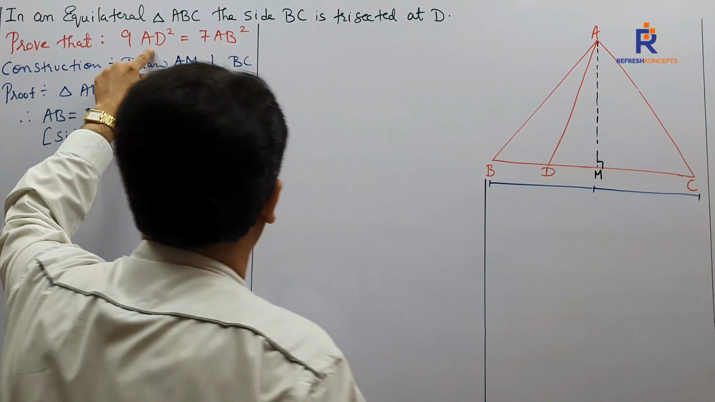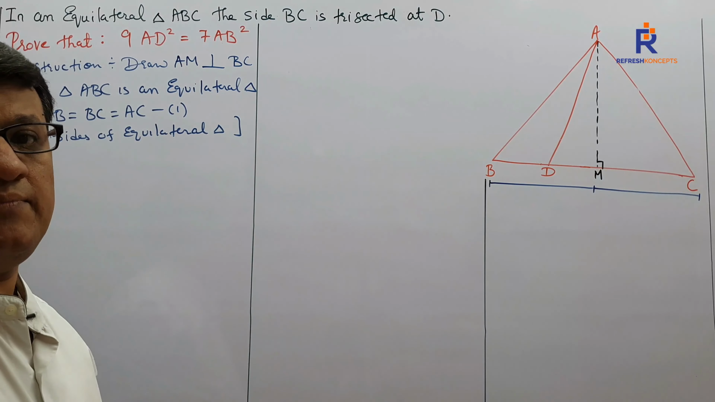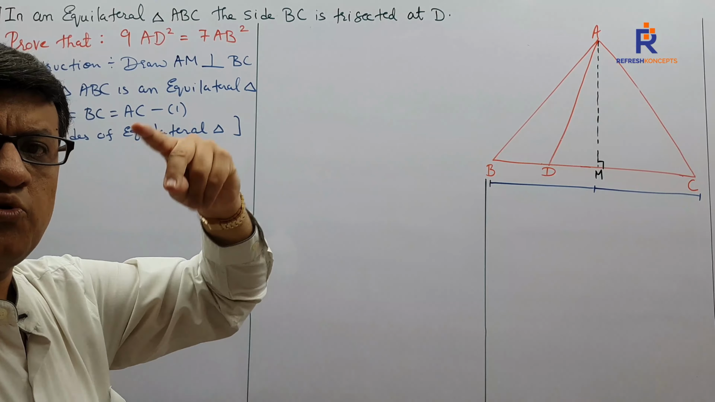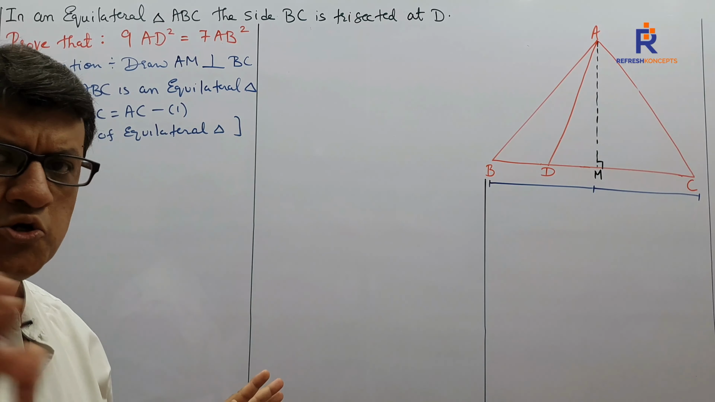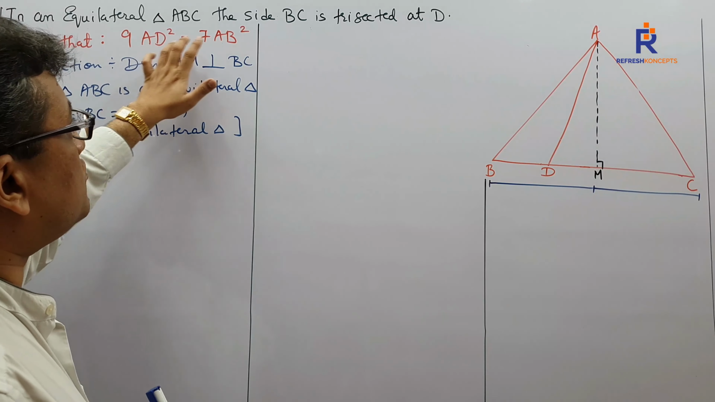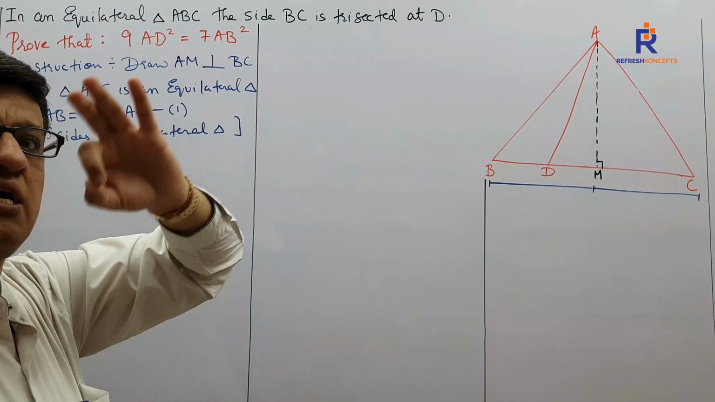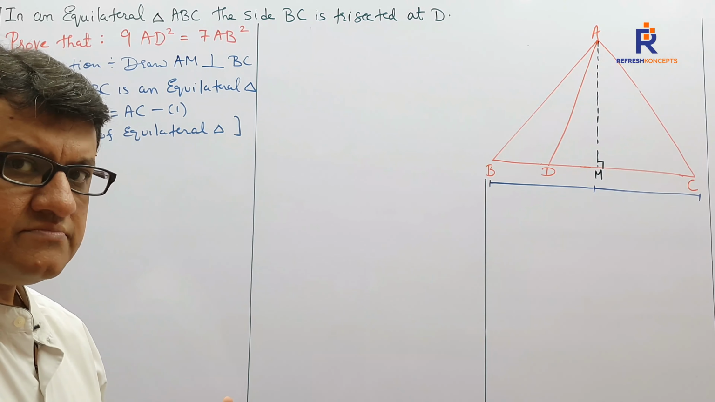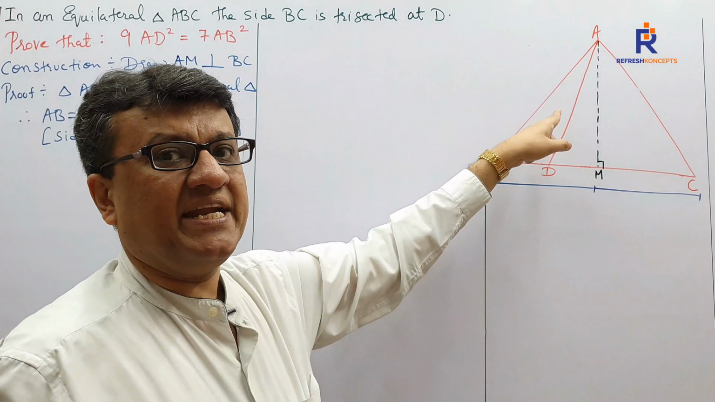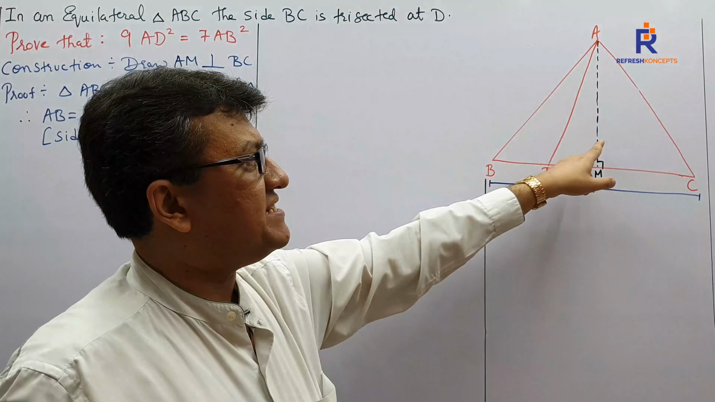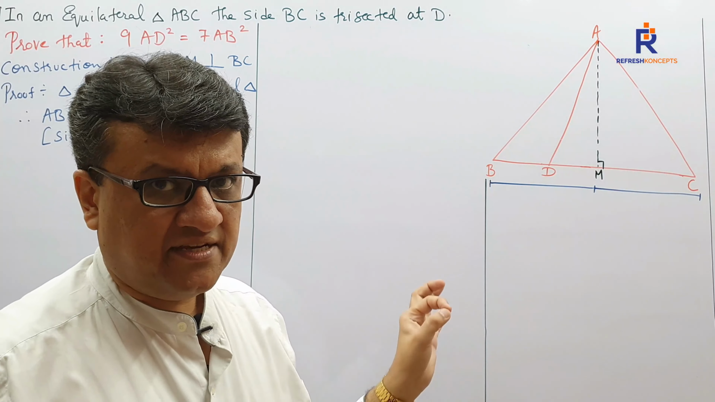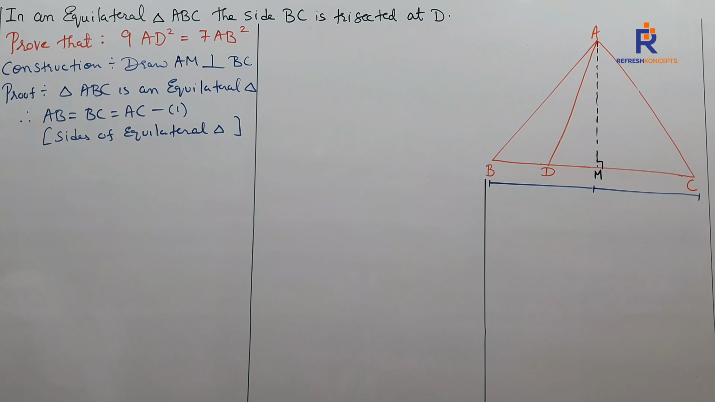Why? Because on one side, I have AD square, and on the other side I have AB square. Don't look at the coefficients. Mind you, take care of concepts. Coefficients will take care of themselves. By default, they have to come. You just take care about AD square and AB square. 9 and 7 have to come on their own. So I just told myself that I want to go for Pythagoras in AMD so that I can get AD square. Immediately I have to tell myself AM should be converted into AB and even DM should be converted into AB. Right? So now our process is that.